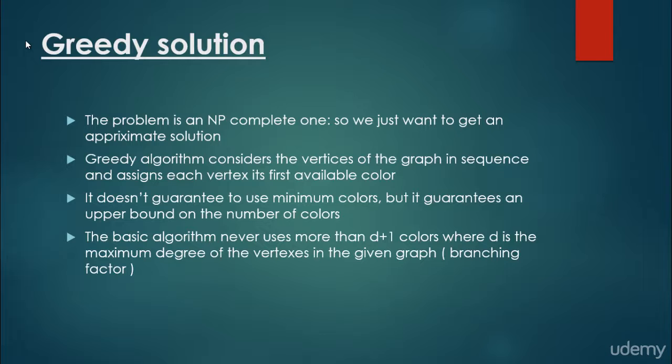The greedy algorithm considers the vertices of the graph in sequence and assigns each vertex its first available color. This is why it's greedy. It goes on a sequential basis, and if there's an available color, it assigns it. It doesn't guarantee to use the minimum number of colors, but it guarantees an upper bound on the number of colors. The basic algorithm never uses more than d+1 colors, where d is the maximum degree of vertices in the given graph, or the branching factor. The degree is just the number of edges coming out from a given vertex.